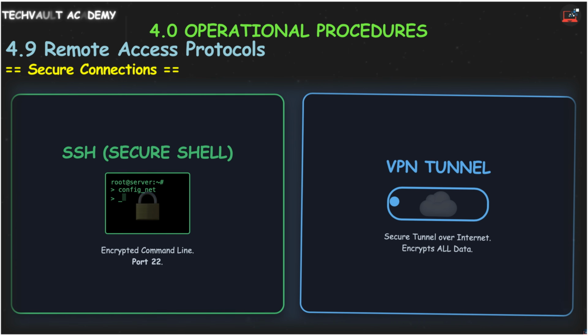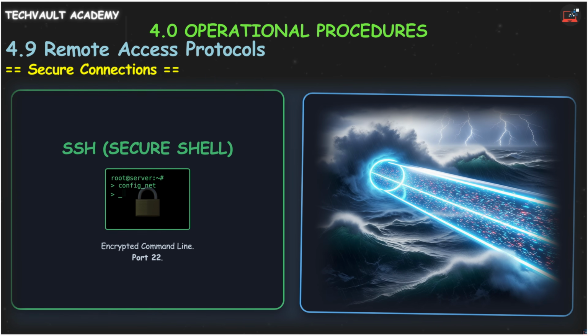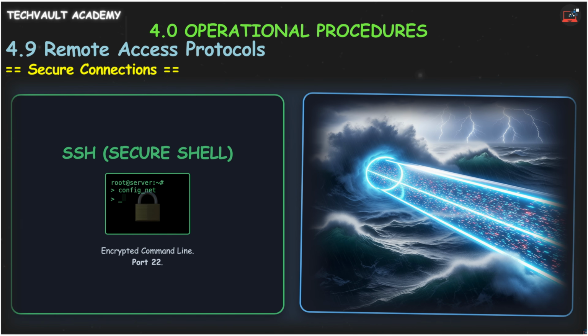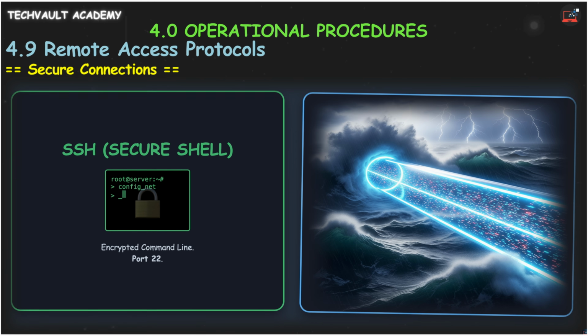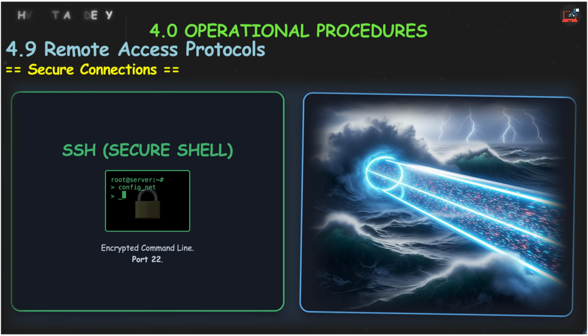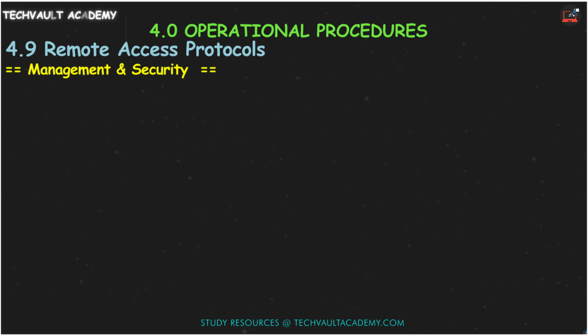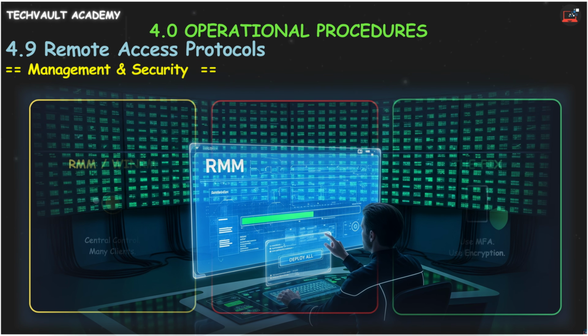To connect securely over the public internet, we use a VPN, or Virtual Private Network. A VPN creates an encrypted tunnel between your laptop and the corporate office. It uses a VPN concentrator to encrypt and decrypt the data, keeping it safe from prying eyes on the public web. For managed service providers who handle hundreds of clients, we use RMM, or Remote Monitoring and Management.